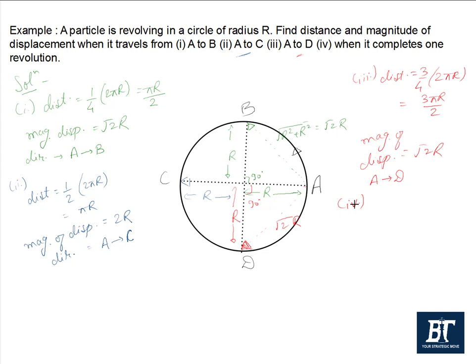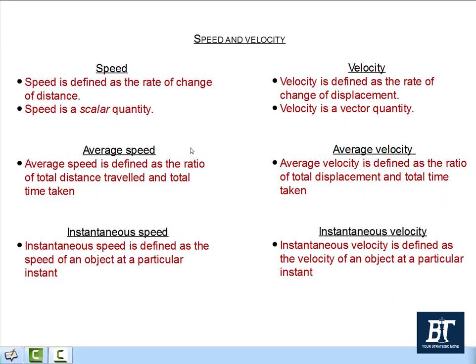In the next part, we have to find the distance covered by the particle when it completes one revolution, and we know that this distance is equal to the total circumference of the circle, and magnitude of displacement in this case will be equal to 0 because initial and final points are the same.